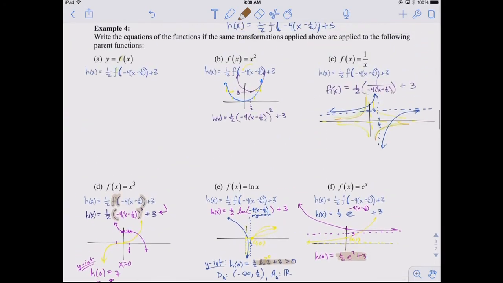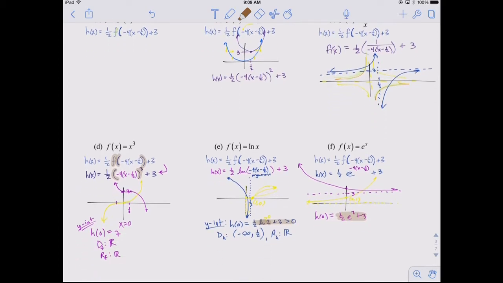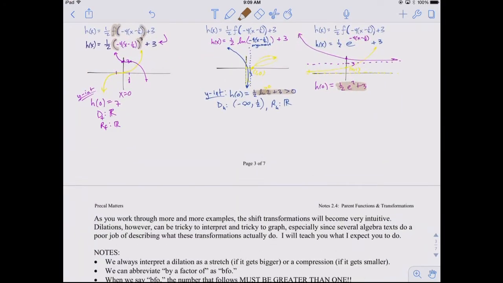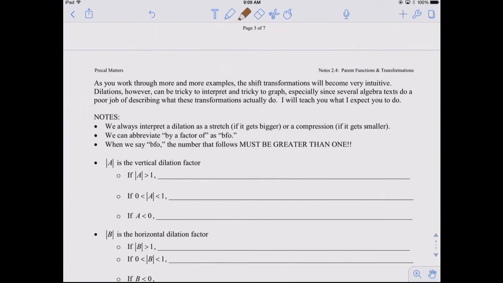All right, so that was a nice activity because we got all the parent functions involved, but we did the same thing to each of them. And it doesn't matter the graph you're starting with. Once you have a change in an equation, it'll manifest itself the exact same way on any and every graph that you're starting with. So let's go ahead and fill in the blanks here.